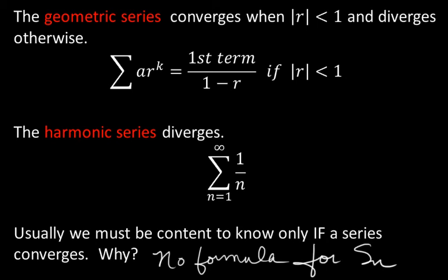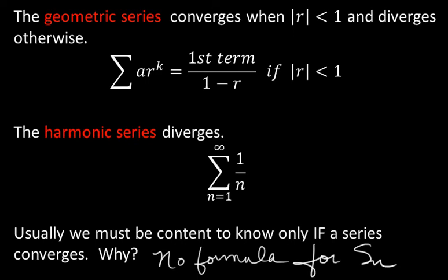This lecture is on 11.3. There are 3 convergence tests that we'll study. Keep in mind we know about 2 series. We know that the geometric series converges for the absolute value of r less than 1, and we now have proven that the harmonic series diverges.